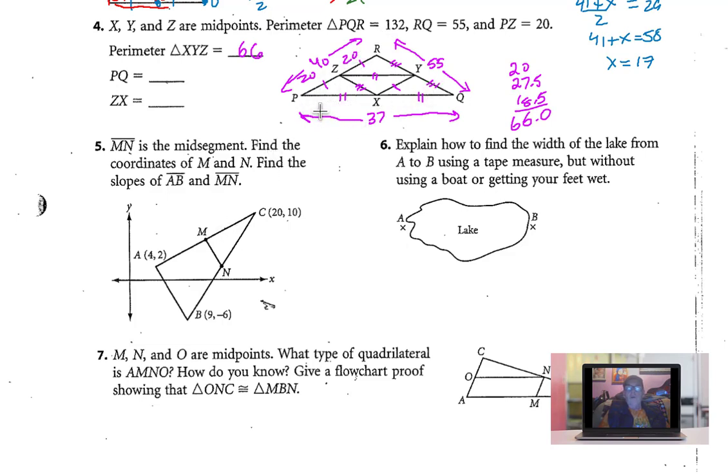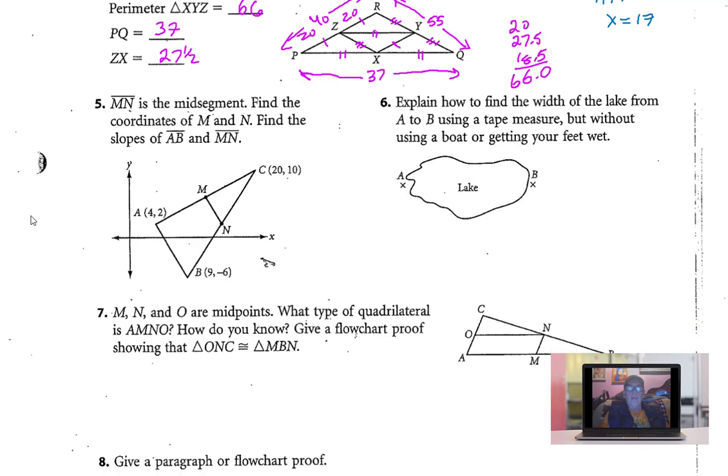P to Q is going to be 37. And Z to X, which is a 3 marked one, is going to be half of 55, which is 27 and a half. Okay, let's move up.